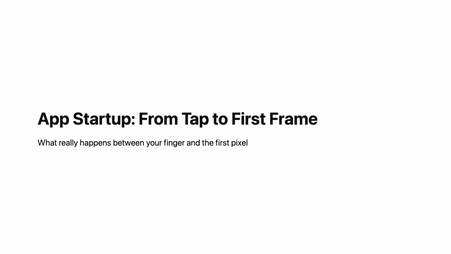You tap an icon on your phone. A fraction of a second later, an app appears. It feels instant, or at least it should. But have you ever stopped to wonder what actually happens in that fraction of a second? Because it is not simple.